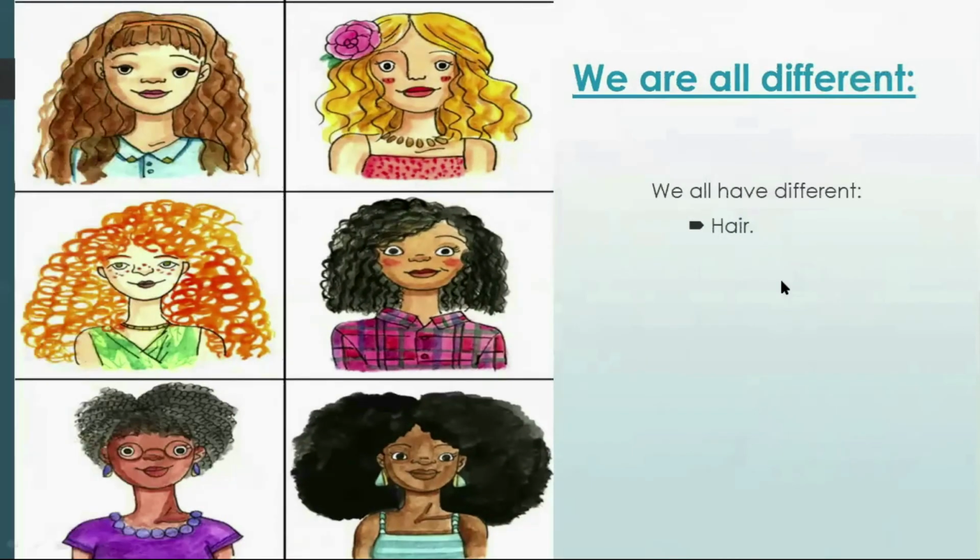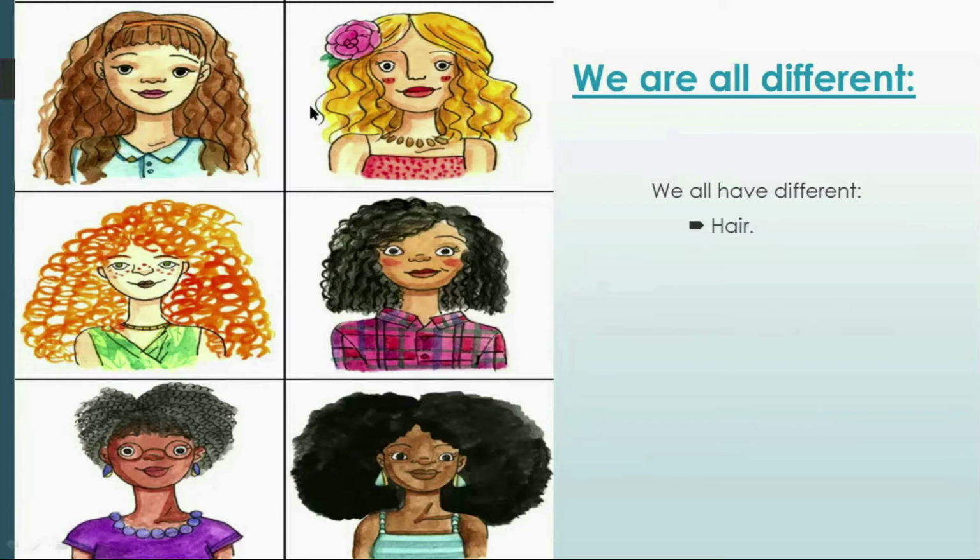Now in this picture, all of these girls have different types of hair. This girl has brown and wavy hair. This girl has yellow and wavy hair. This girl has orange and curly hair. And this girl has what? Dark, black, curly hair. And what about this woman? This woman has dark, black, curly hair and it is also short. So this girl has a lot of hair, right? So all of these hairs are curly and black and long. So all of these girls have different hair.